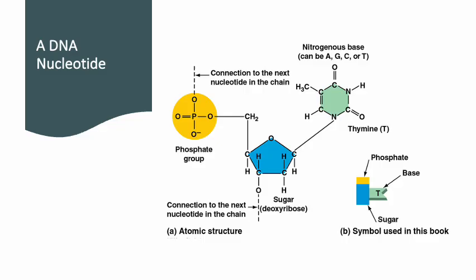A DNA nucleotide is made up of three connected parts: a phosphate group, a 5-carbon sugar called deoxyribose, and a nitrogenous base. The phosphate group links one nucleotide to the next, forming a continuous chain. Deoxyribose acts as the central connector, attaching to the phosphate on one side and the nitrogenous base on the other. In this example, the base shown is thymine, one of the four bases found in DNA. While the chemical details are complex, the key idea is that repeating nucleotides connect through sugar-phosphate bonds to form the backbone of DNA, with the bases projecting outwards to carry genetic information.